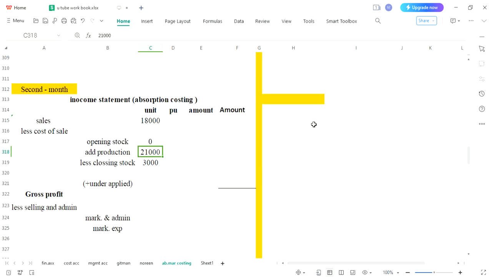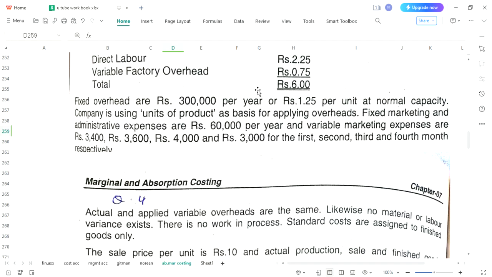So for the second month, the per unit would remain the same. It is 10, as I just had in my mind that the sale price was 10. And look here, the sale price per unit is 10.